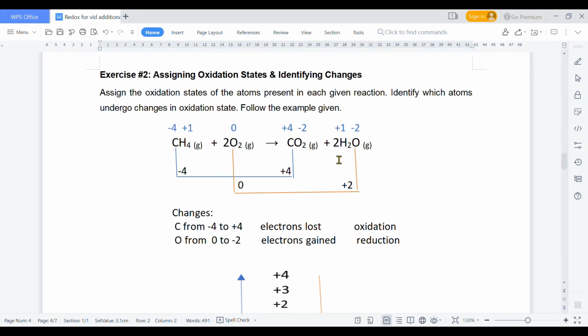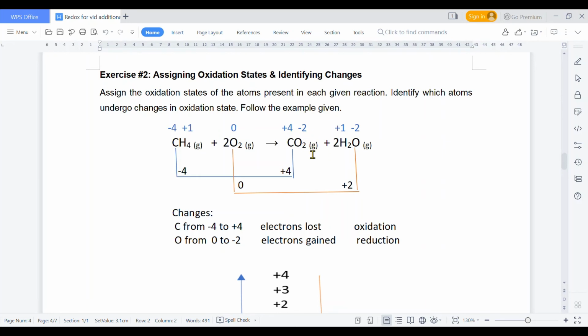So again, you have to assign oxidation states. Okay, so hydrogen, remember, plus 1. Plus 1 times 4 is plus 4. So you will need minus 4 to make it 0. And oxygen gas just 0 oxidation state. For oxygen, minus 2.